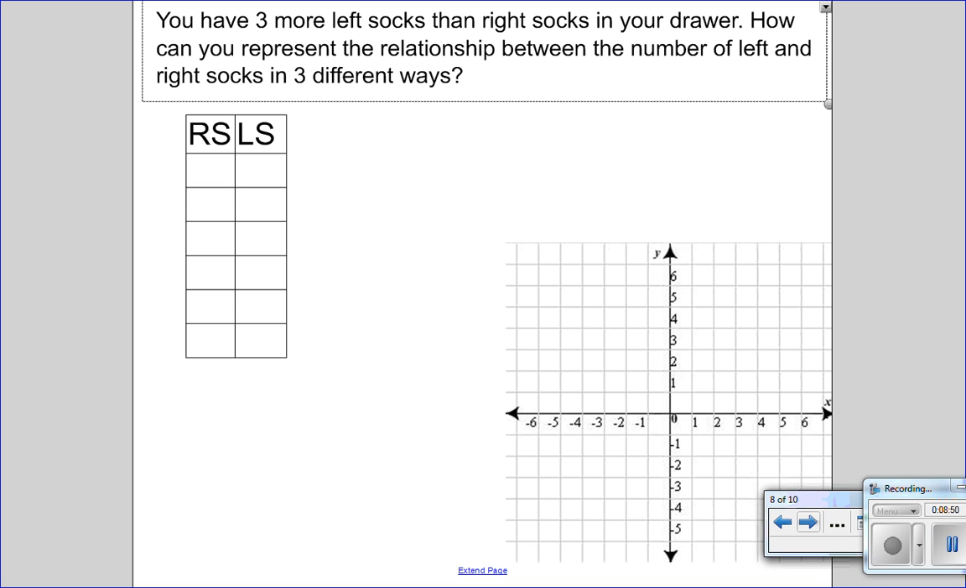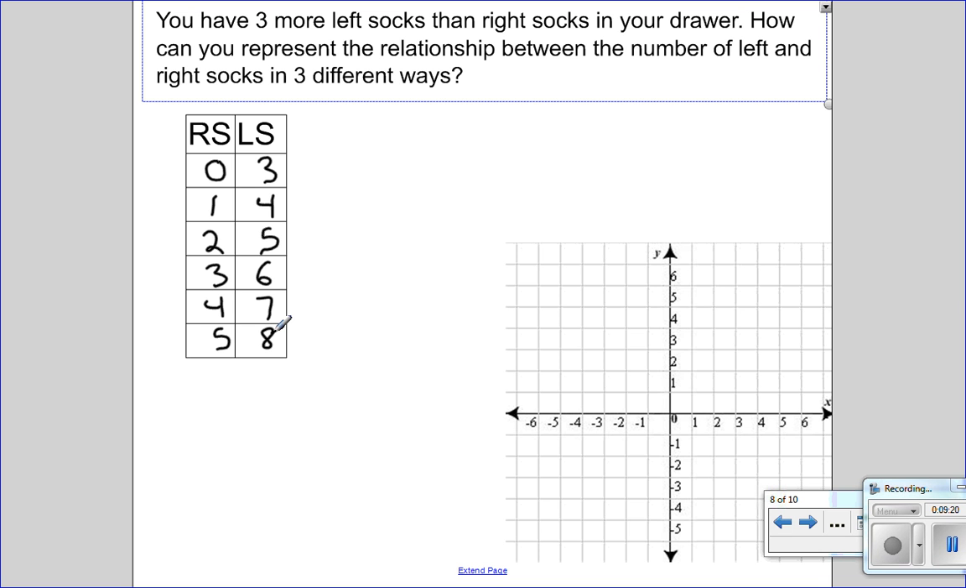So let's start with a table. I have 3 more left socks than right socks. So I know that if I have 0 right socks, I have 3 more than that, so I have 3 left socks. If I have 1 right sock, I'm going to have 4 left socks. If I have 2 right socks, 3 more than 2 is 5. 3, 6, 4, 7, 5, 8.